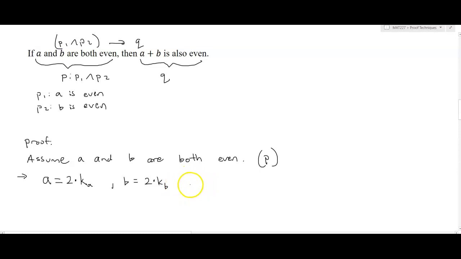And so now we need to be able to state, well, what are KA and KB? Well, KA and KB are both integers, so they live in the family of all integers. And where did this step come from? How did we get from assume A and B are both even to A is equal to 2KA and B is equal to 2KB? Well, we usually want to justify our steps, so we'll say this is by definition of an even number.